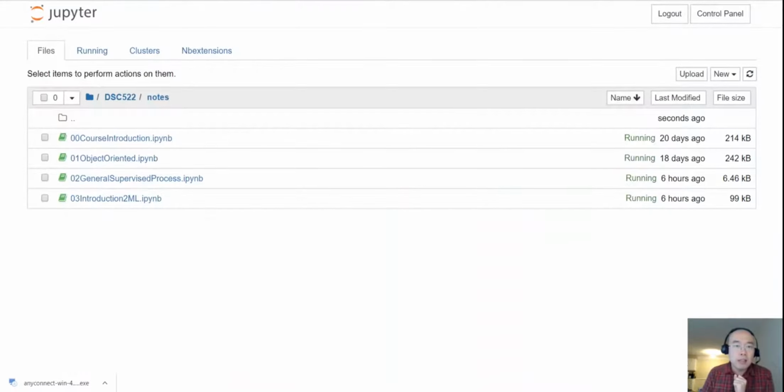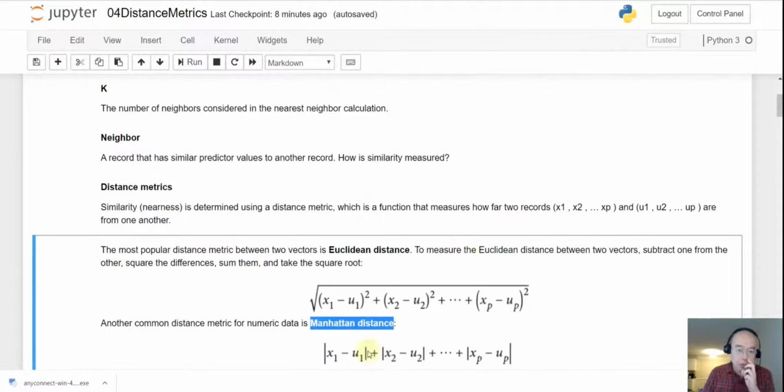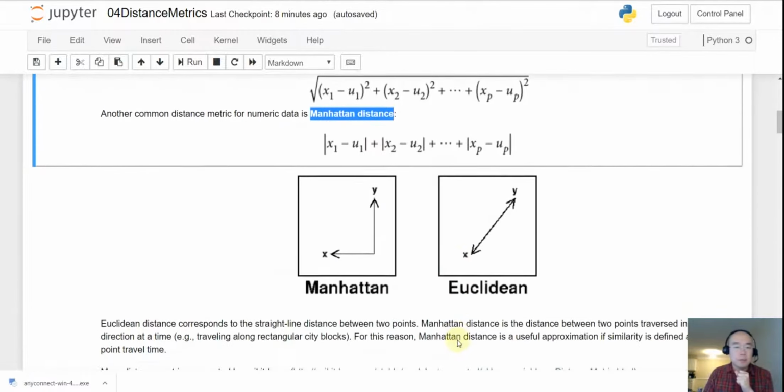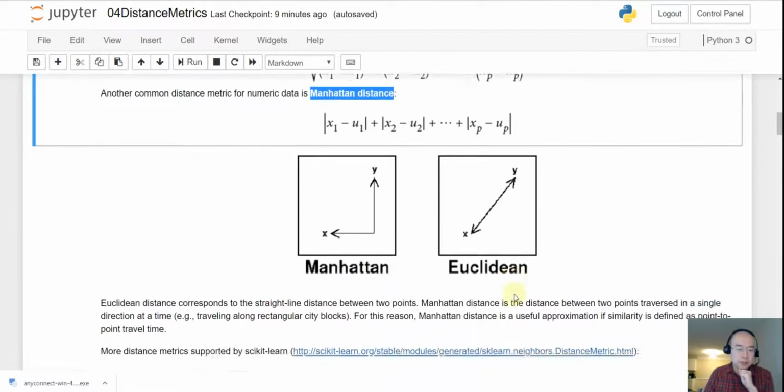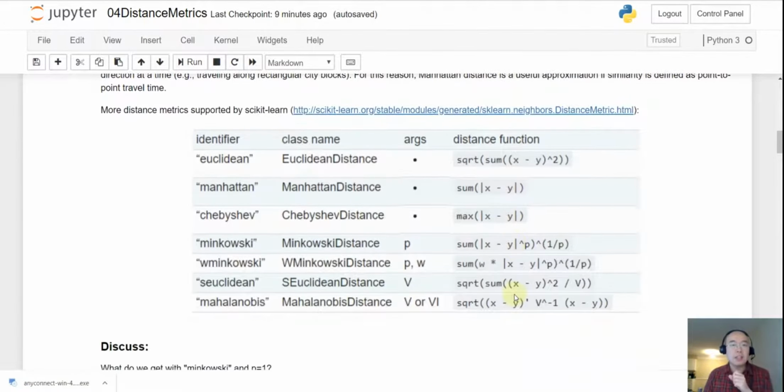For the Manhattan distance, it is the absolute value of x1 minus u1, plus the absolute value of x2 minus u2, and so on. Those are two of the most common distance metrics, and this is an illustration of the Manhattan distance and the Euclidean distance. In scikit-learn, there are even more types of distance metrics available. The first two, Euclidean distance and Manhattan distance, we have already talked about.